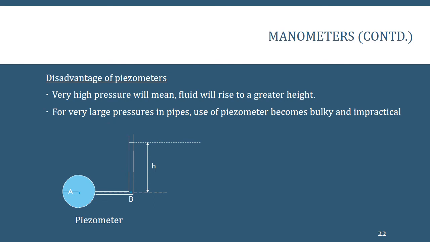Now, the disadvantage of the piezometer is that the higher the pressure at A, the greater will be the height through which the fluid is going to rise. So ultimately what will happen is, to balance the pressure at A, the fluid might have to rise up to 3 meters or 4 meters, which is going to make the piezometer a very bulky and impractical measurement device, because you cannot have equipment that is 3 meters or 4 meters high, which is almost as tall as a one-story building, just for measuring the pressure. And so the piezometer, in the case of measuring large pressures, becomes very bulky and impractical.